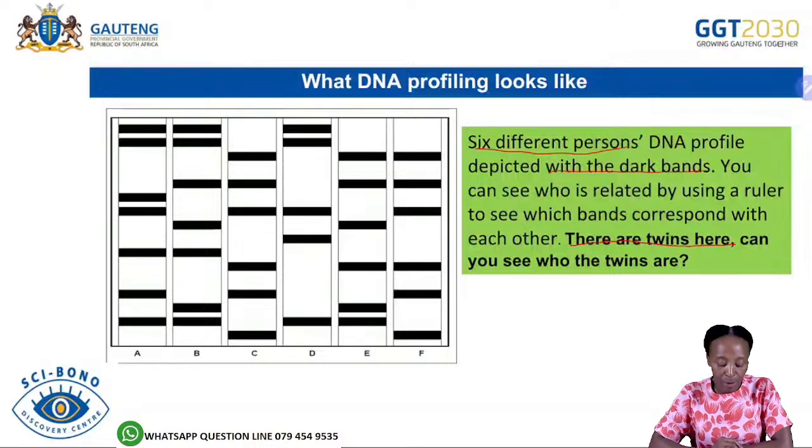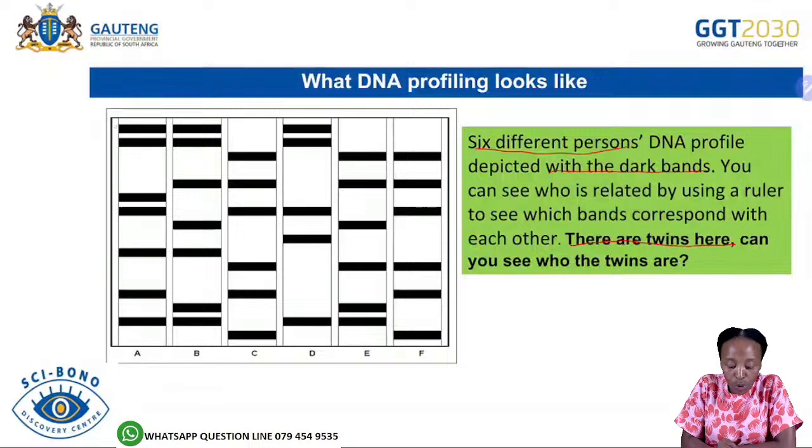So in this DNA profile that we have here, we have 6 people with their DNA profiles, and we need to identify the 2 that are twins. So you need your ruler. When you take your ruler, you're going to put it on the first band, for example, and then you're going to see how many people in this profile have their first DNA band at the same position, as number 1 there. So if you look into this, for A, B, and D, their bands match, but you cannot draw a conclusion yet.